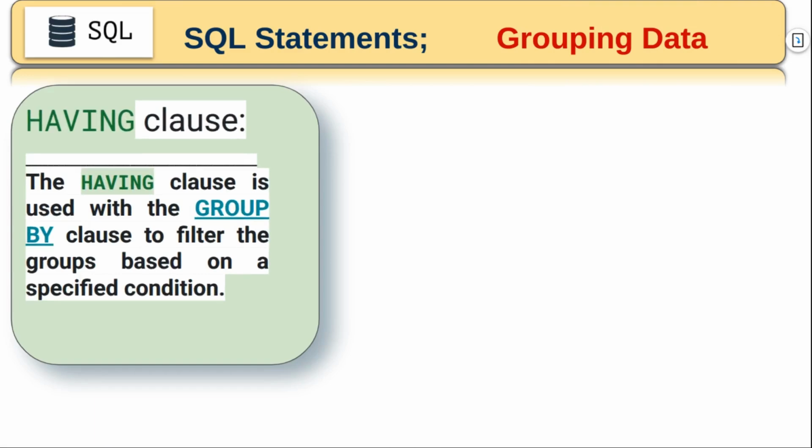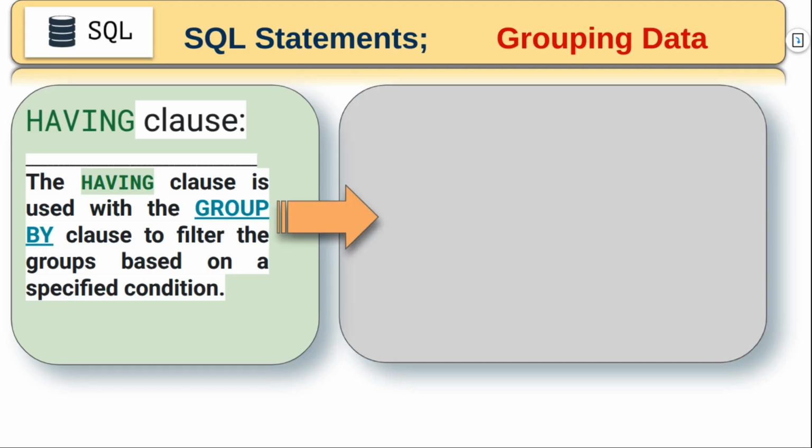In this tutorial, we are going to discuss the having clause. The having clause is used with the group by clause that we discussed in the last session, and it is basically used to filter the group or groups based on a specific condition. The having clause allows you to apply a condition to the groups returned by the group by clause.